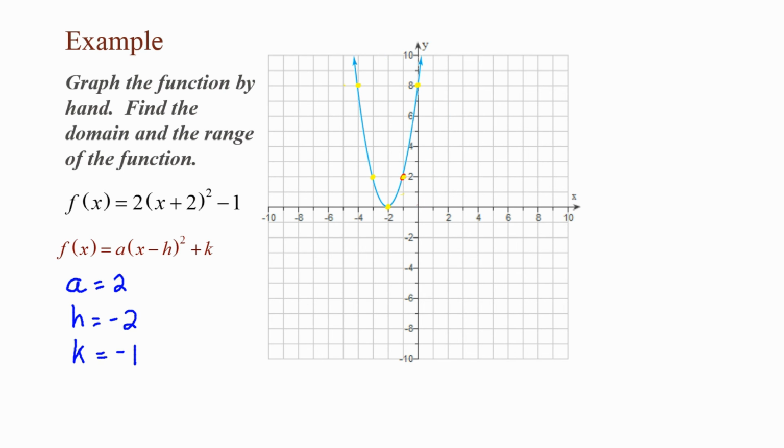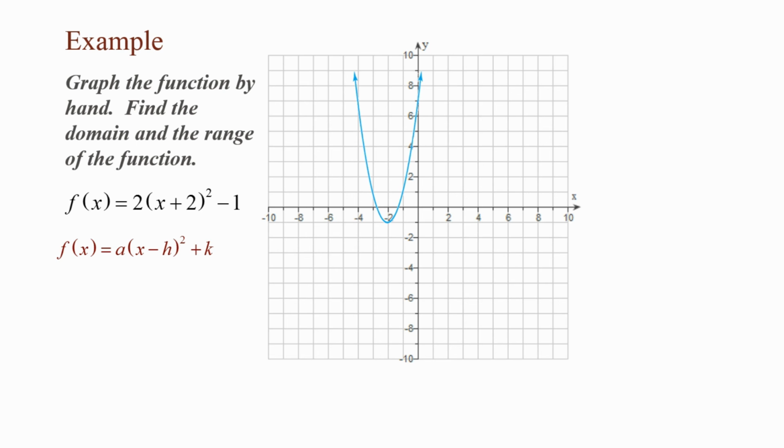Since k is -1, they're all going to move down 1. So -2, 0 is -2, -1. -3, 2 is -3, 1. -1, 2 is -1, -1. 0, 8 becomes 0, 7. And -4, 8 becomes -4, 7. Now we're ready to draw the new parabola. And now we have the graph of f of x equals 2 parentheses x plus 2 squared minus 1.